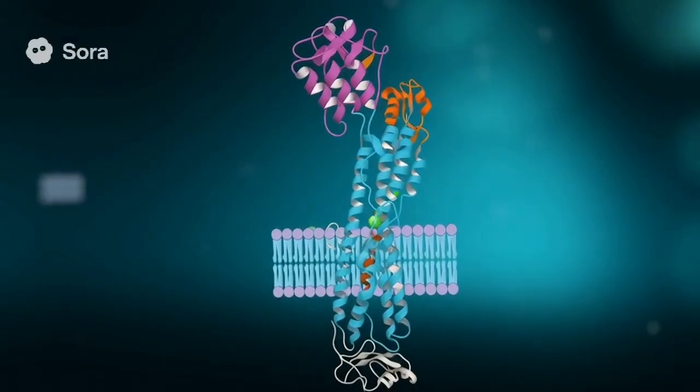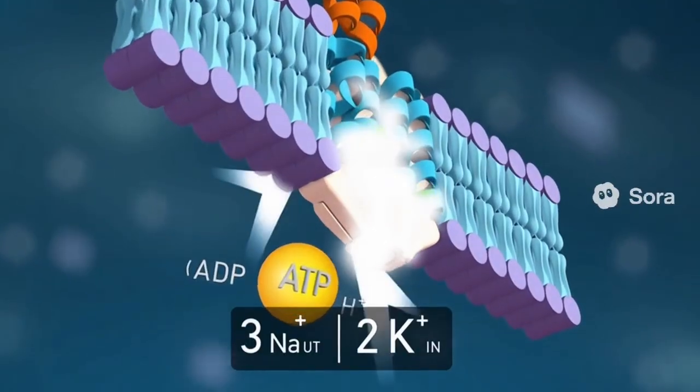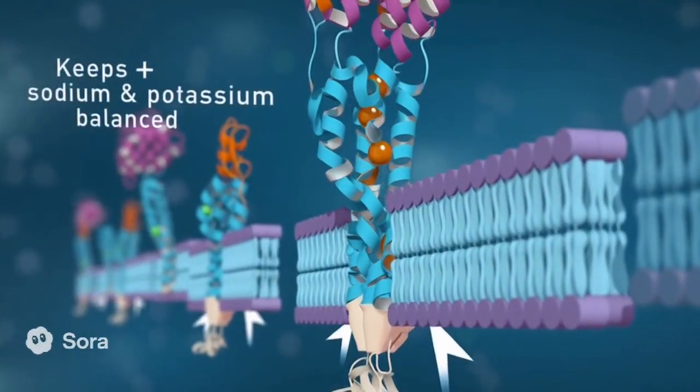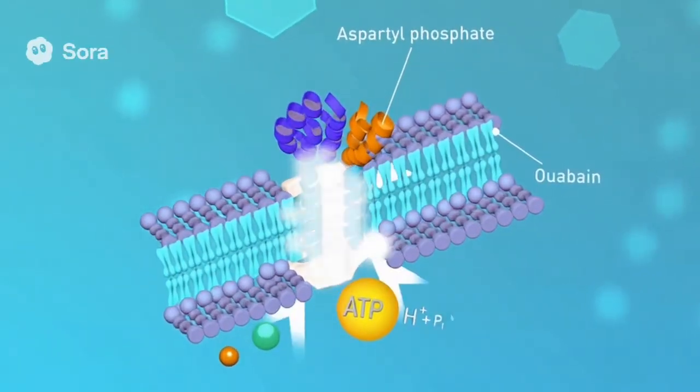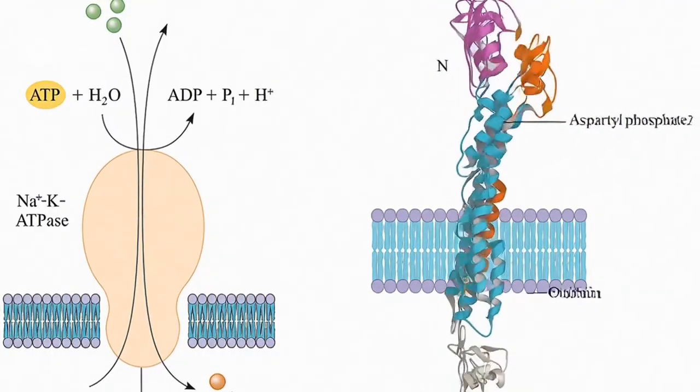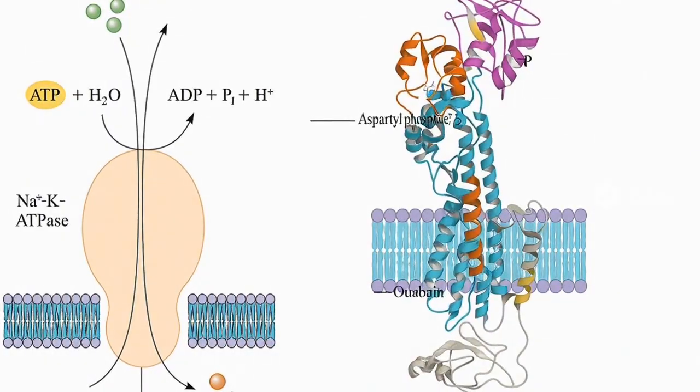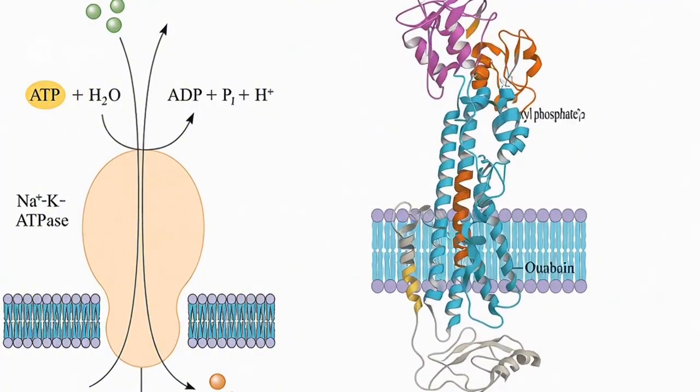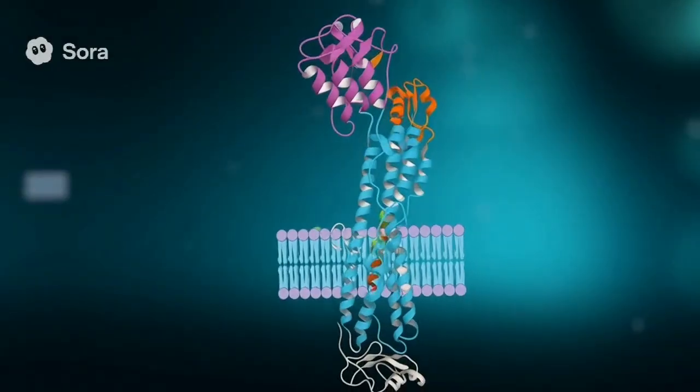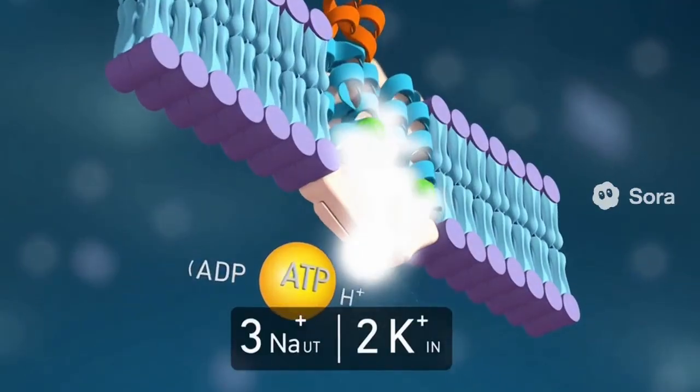The sodium-potassium pump, life's molecular engine. Welcome to this explanation of the sodium-potassium pump, one of the most vital molecular machines in animal cells. This protein, also known as Na K ATPase, sits in the plasma membrane and works continuously to keep sodium and potassium ions in the right balance. Every heartbeat, every nerve impulse, every thought depends on the unequal distribution of these two ions.